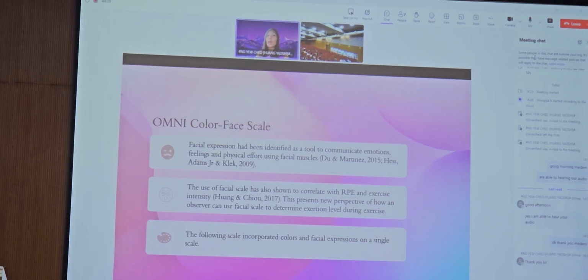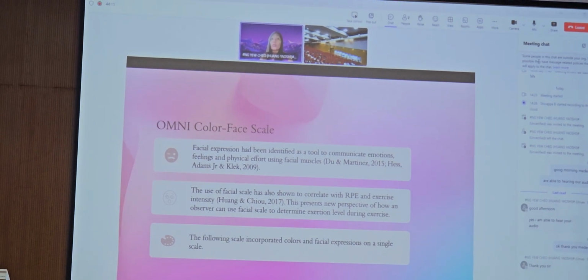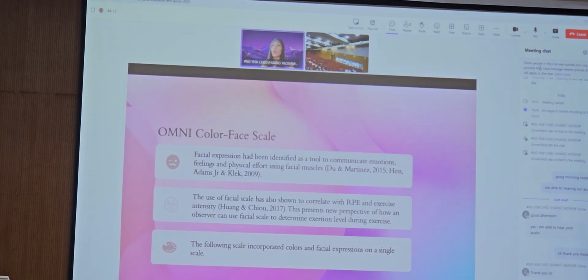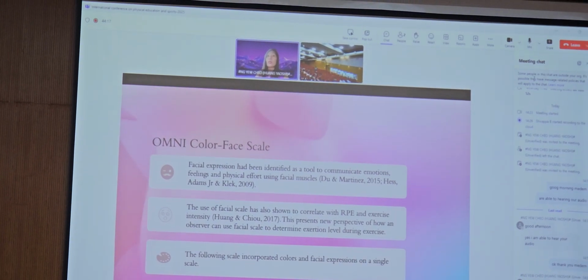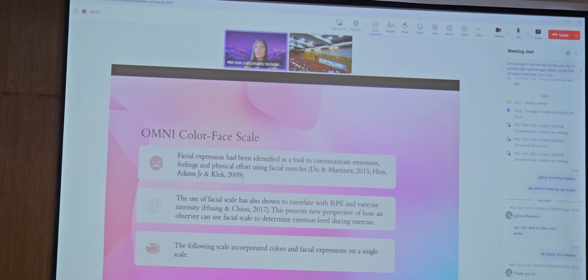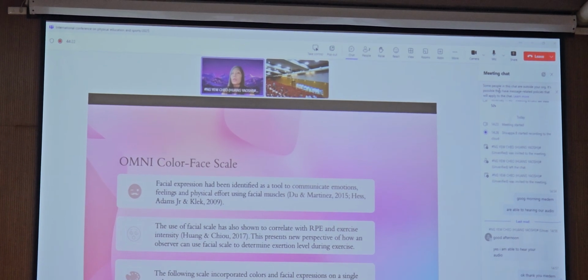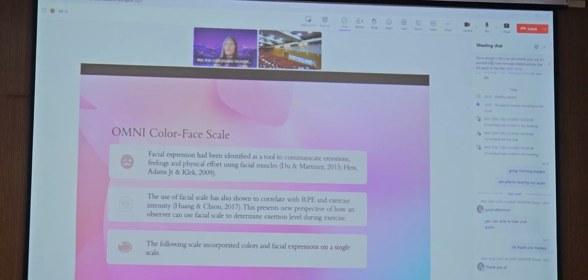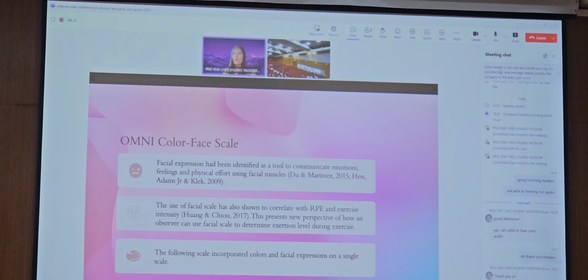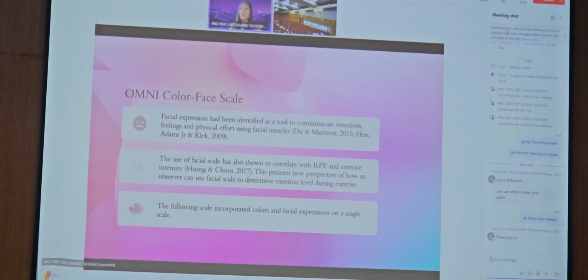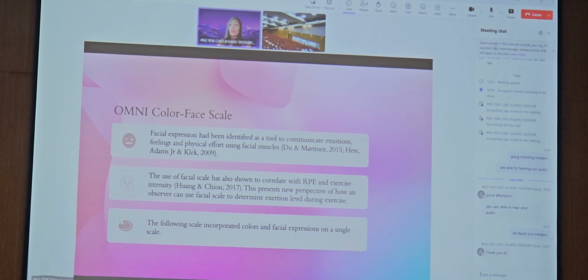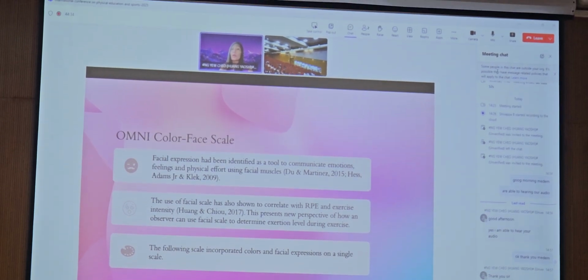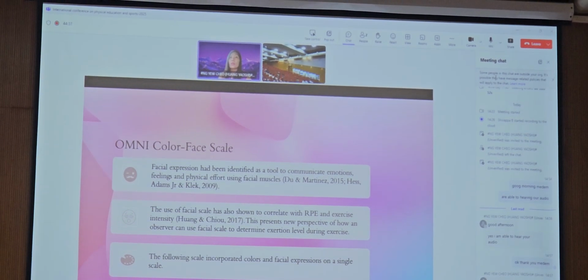So coming to the Omni color face scale, facial expressions have been identified as a tool to communicate emotions, feelings and physical effort using facial muscles. The use of a facial scale has been shown to correlate with RPE and exercise intensity. This also shows a new perspective of how an observer can use a facial scale to determine exertion level during exercise. I'm going to show you the scale later on that incorporates color and facial expression on a single scale.